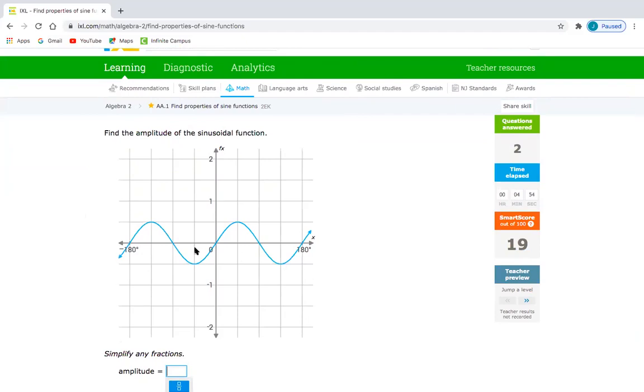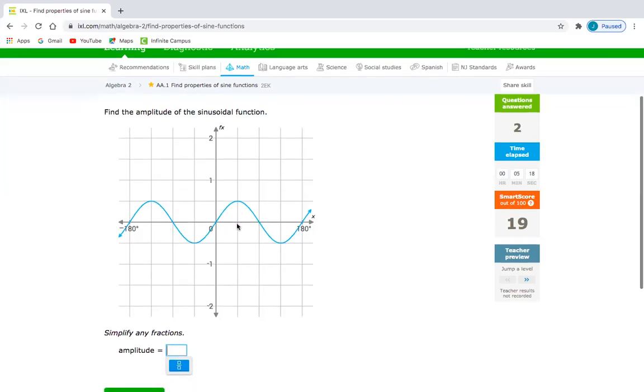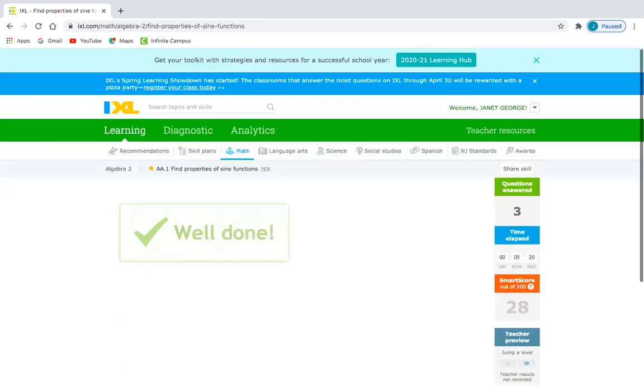What is the amplitude? Amplitude is asking about the height. Once you reach the midline of the function, you see from here going to the top, how far is it? It's not 1, because if it were 1 it would be right here, but it's like half of it, so it is 1/2.